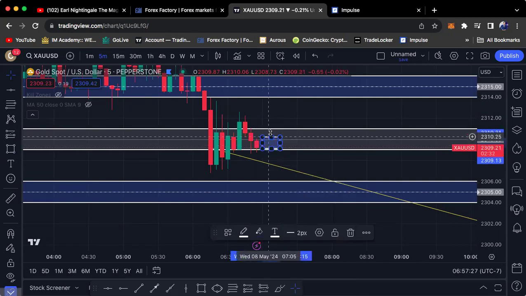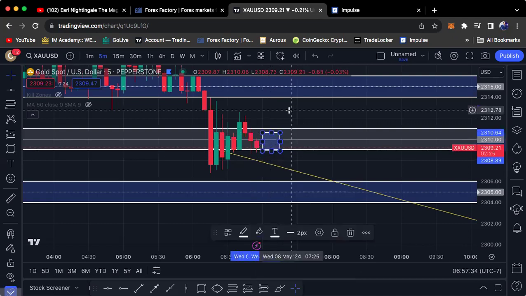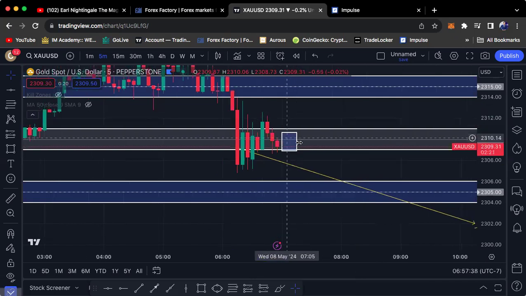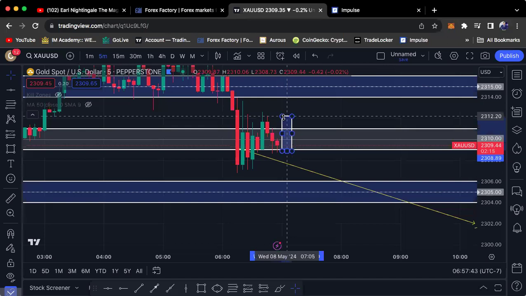And we have 3 minutes left for the next hour, okay? So keep that in mind as well. You can use time as confirmation as well. We have 3 minutes left for this hour to finish. If it opens up bullish, then just wait. Do not enter the sell.